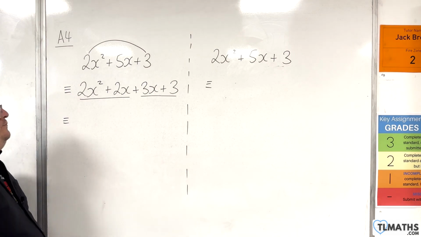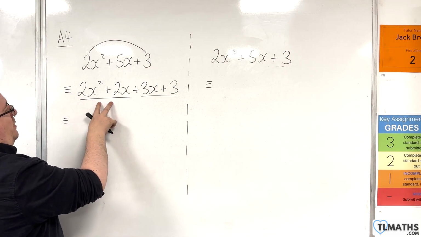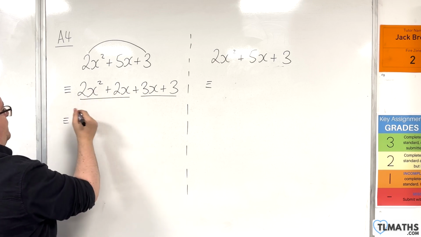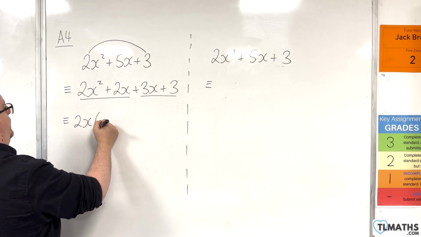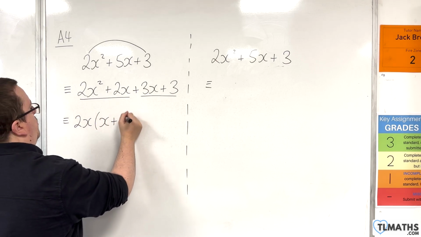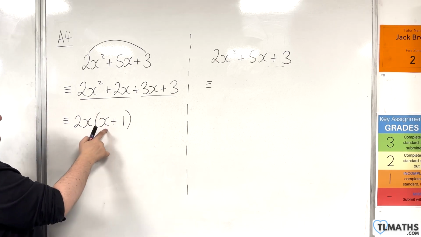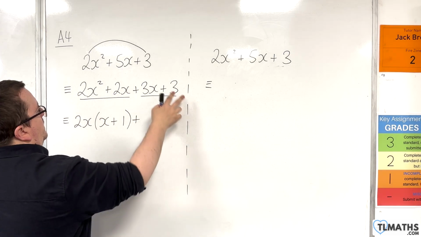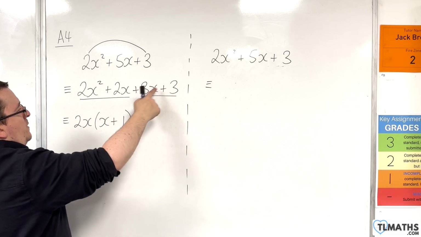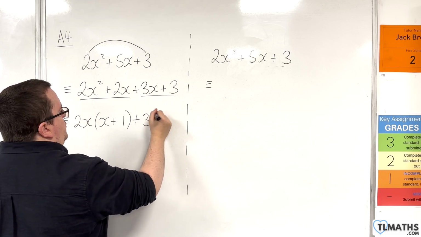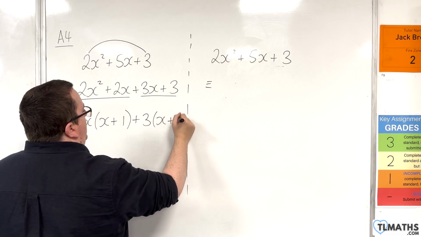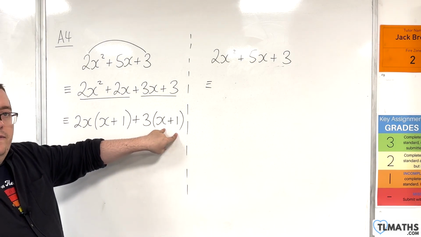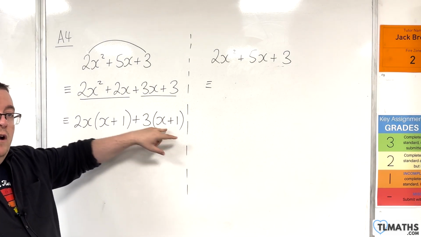So 2x squared plus 2x, they both have a common factor of 2, and they both have a common factor of x. So factor out 2x, and we'll have x plus 1 inside the bracket. 2x times x makes the 2x squared, 2x times 1 makes the 2x. Then we're going to do the same over here. 3x and 3 both have a common factor of 3, and we're going to have x plus 1 inside the bracket. Now, because we've got the same bracket there and there, that means we know we're doing it right.